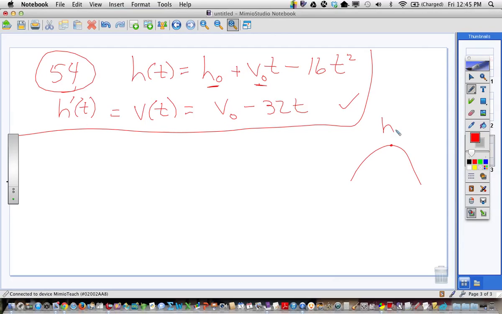Is that what they wanted? Yes. At what time did it hit its maximum height? That's what they wanted. How high was it? So what would you do with that then? Plug that t value into the first equation, and that'll tell you how high the ball was when it was at its peak. Last one, how long was the ball in the air? What do you do for that one?